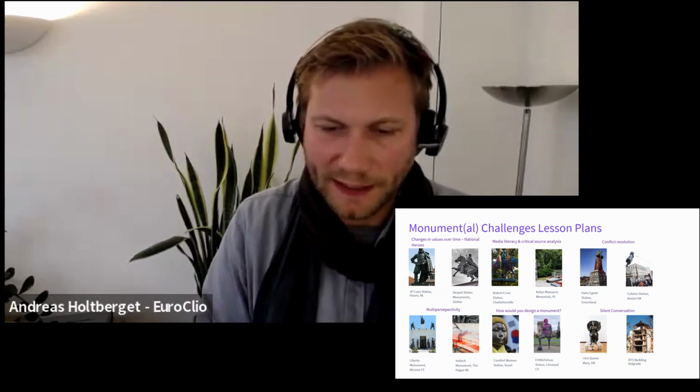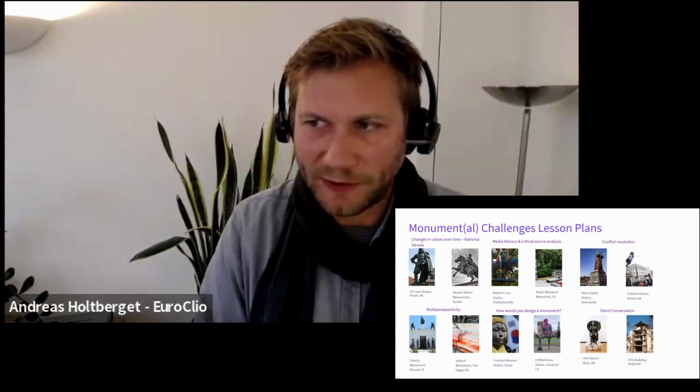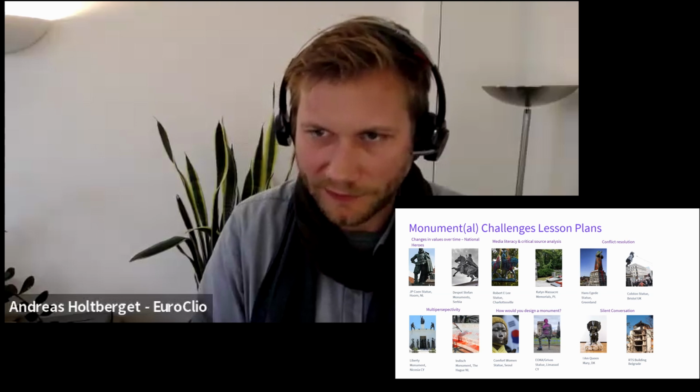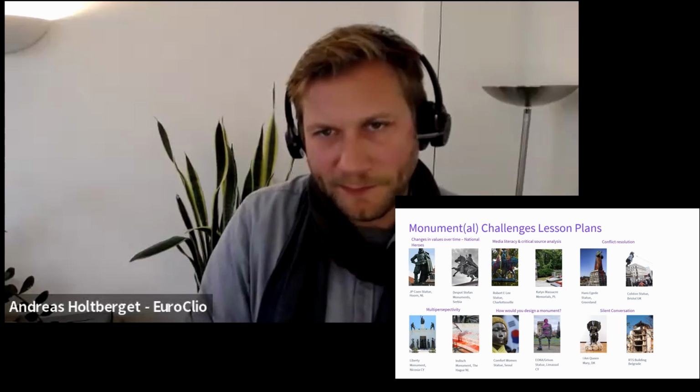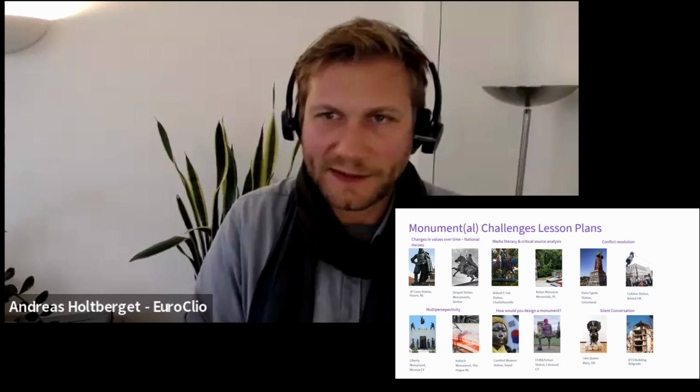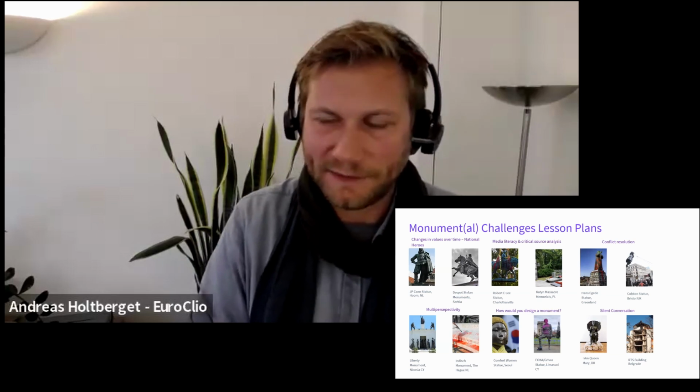So we've used the competences for democratic culture of the Council of Europe as a framework. We've also used the historical thinking concepts as a framework, but we also added on a few of our own. Basically what we're trying to achieve here is that each of these lessons will focus on a particular skill, and the idea is that the lesson itself is adaptable.